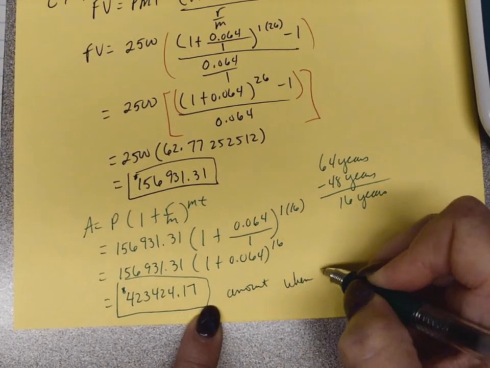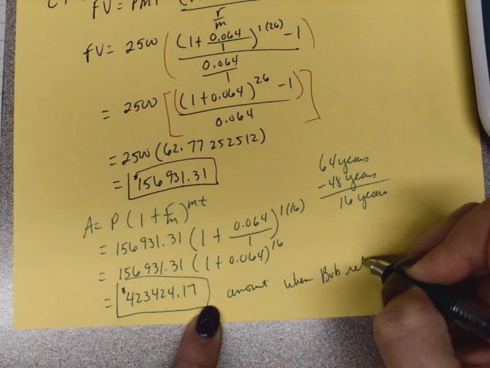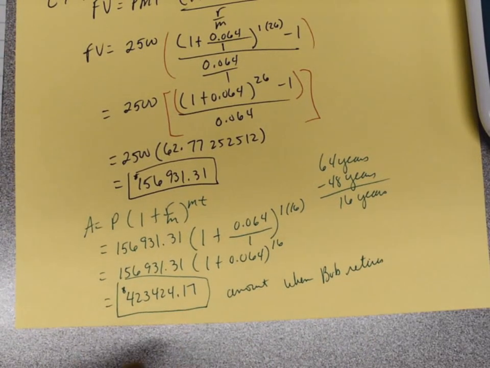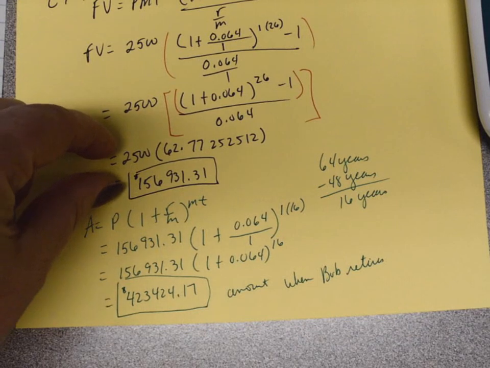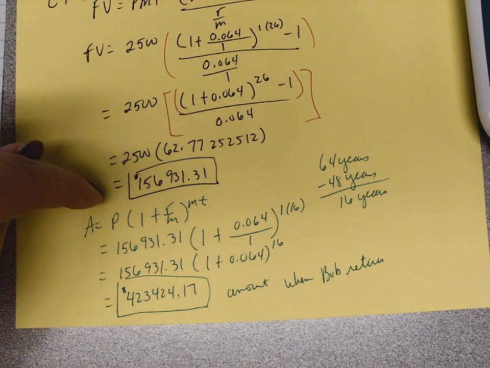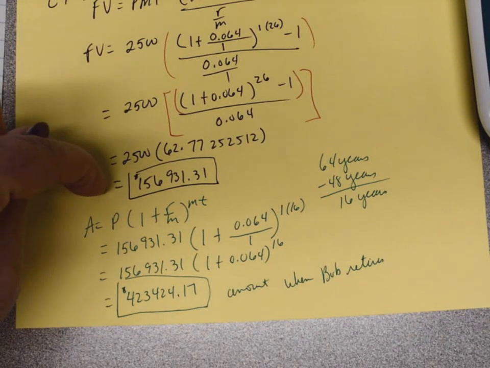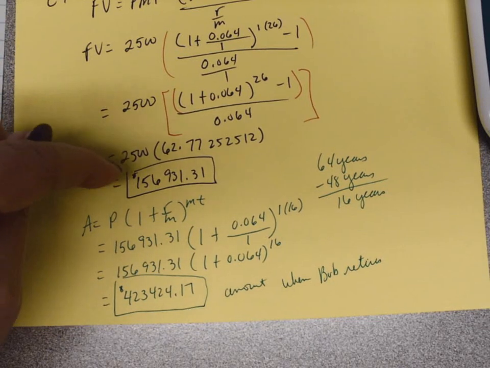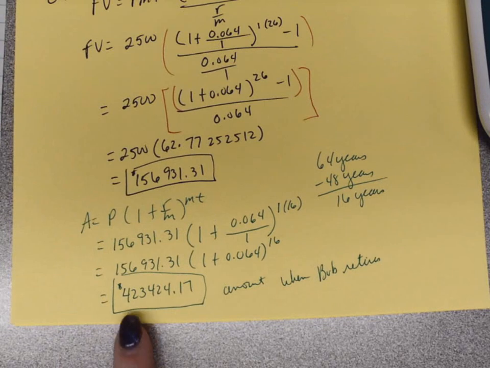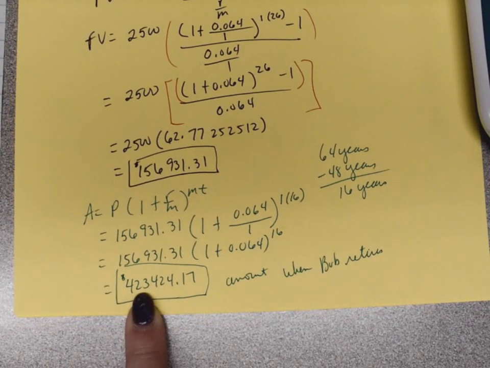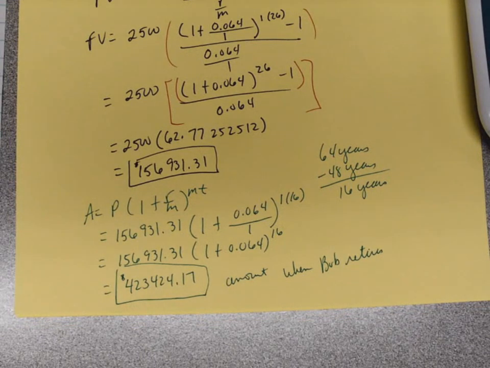So this is the amount when Bob retires. He kept putting in $2,500 a year, and he did that for 26 years. It got to this amount. Even though he didn't put more money in, because this is being compounded annually for 16 more years, it gains a lot of money in there. So again, time is on your side if you're wanting to invest money.